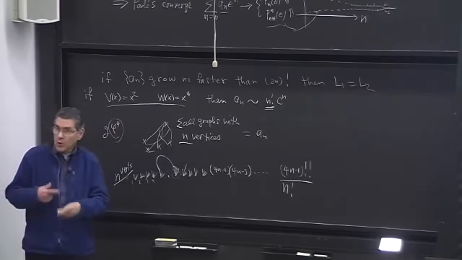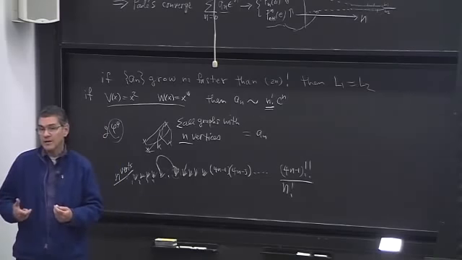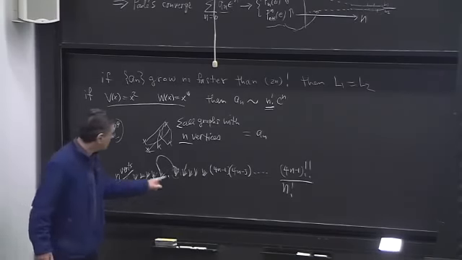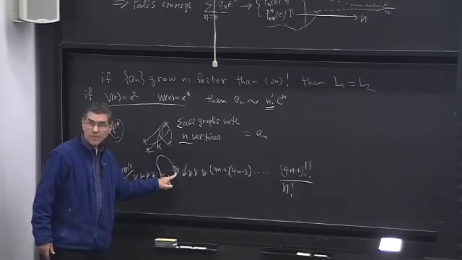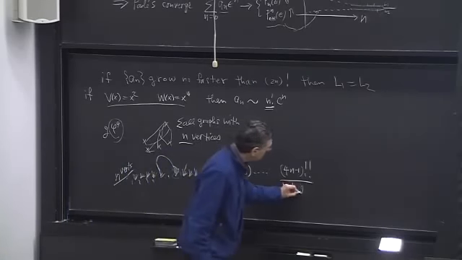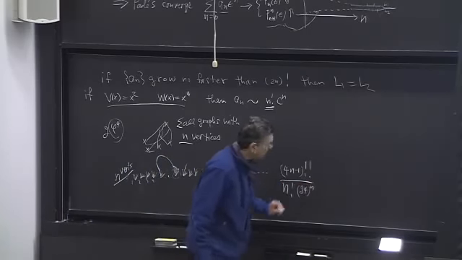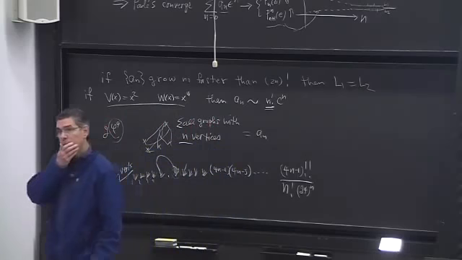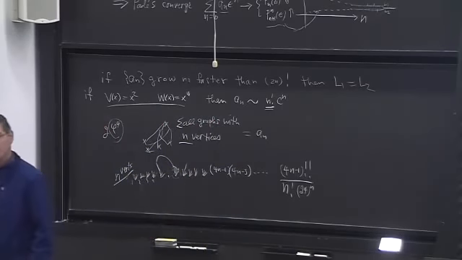That means there are 4 factorial arrangements of those lines. So I have to divide by 24. Okay, 4 factorial. But wait a minute, there are n vertices. So I have to divide by 24 to the n. Okay? That's how many graphs there are.